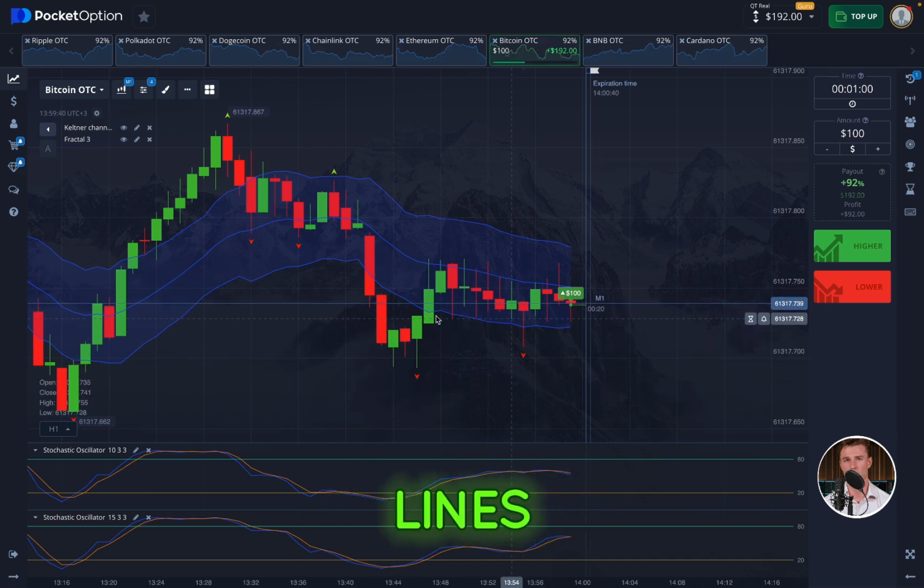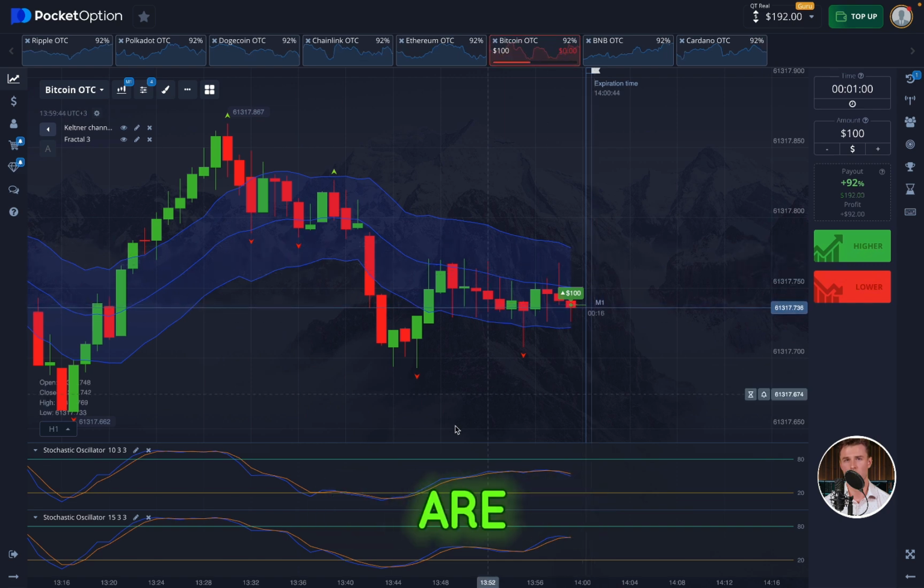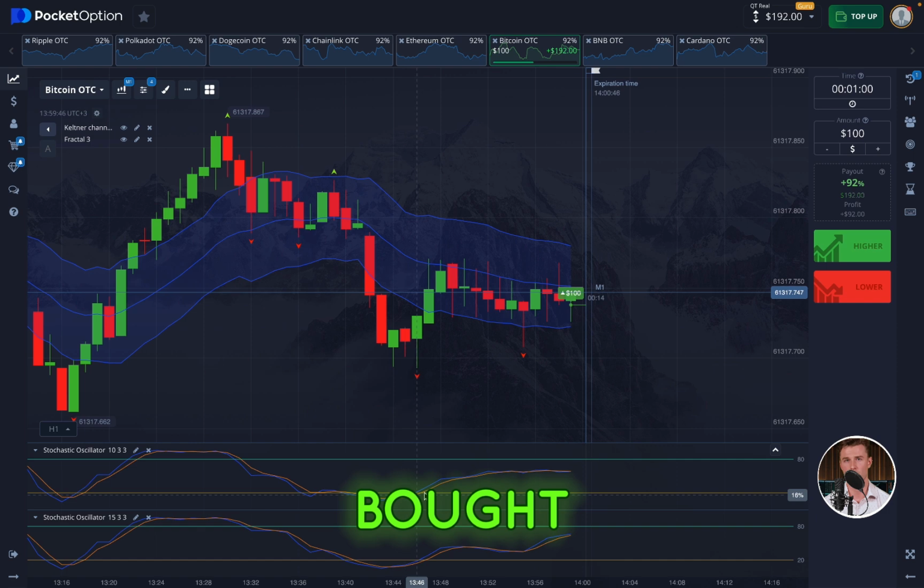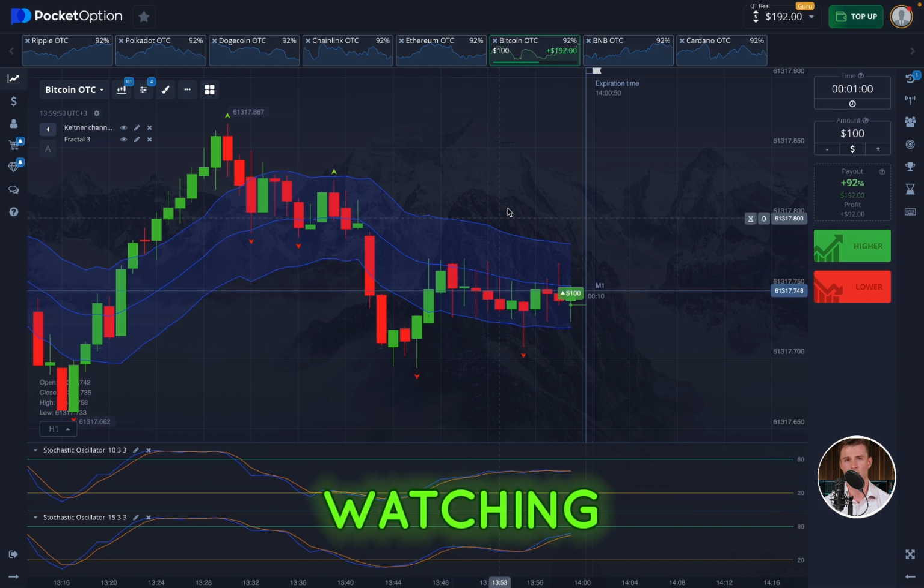The moving lines have moved out of the oversold area and are still tending to the overbought area. So the deal opens for an increase. We are watching the result.